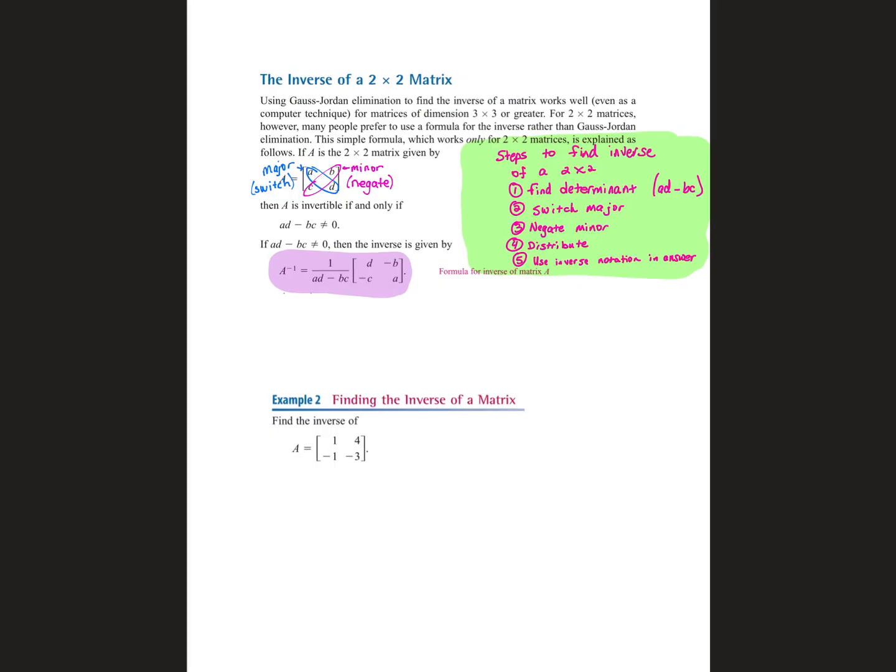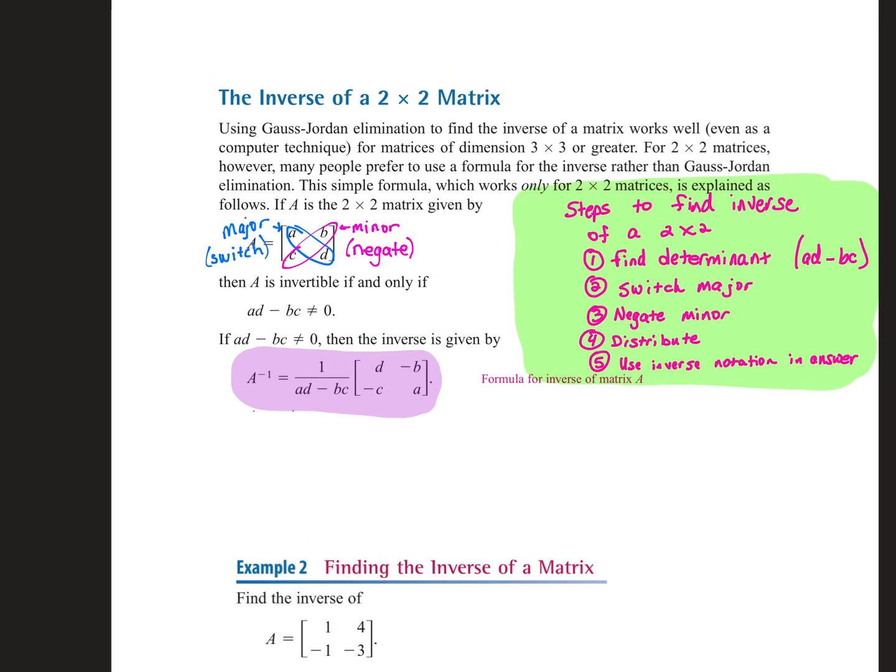All right, so now if you are given a 2x2, and we're only going to talk about 2x2 matrices, to find the inverse, this is what we do. I wrote these steps over here for you. Steps to find the 2x2 inverse. The first thing you're going to do is find the determinant of the given matrix. That's your major, A times D, minus your minor, B times C. Then you have a little formula here that you're going to use. First of all, here's our inverse notation, so we need to use that.